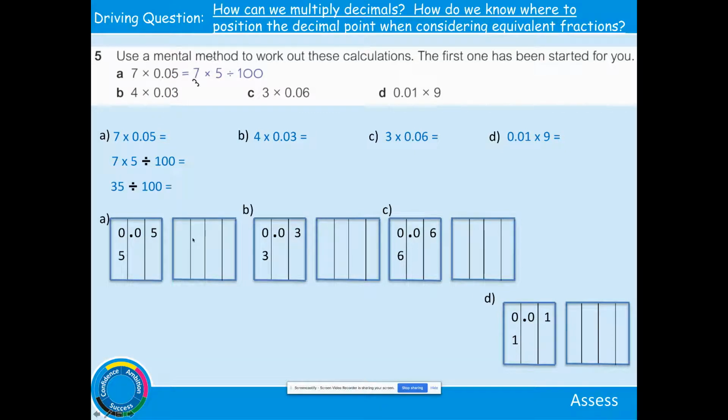We need to divide that by 100, so let's just do it on my grid. We're moving 2 places over, 1, 2. The 5 goes over, 1, 2. So my answer is 0.35.